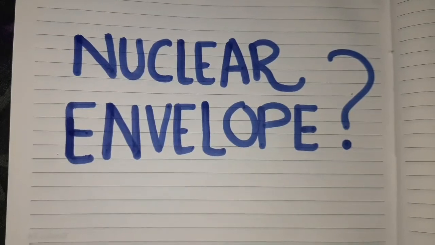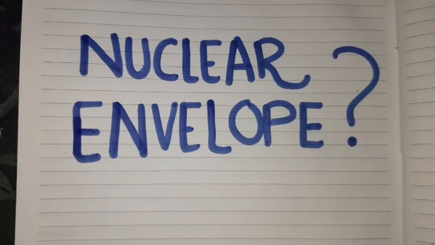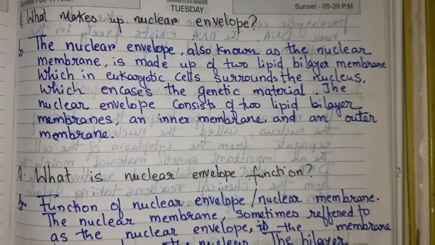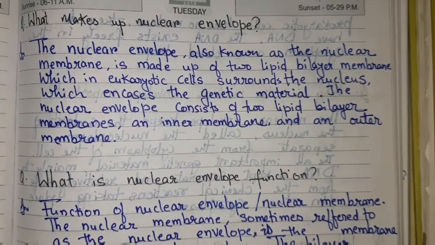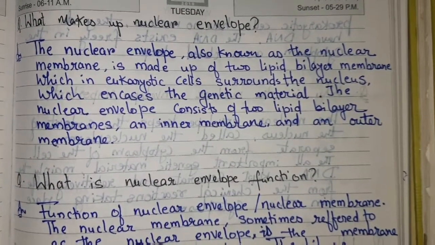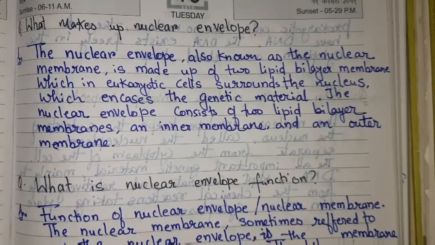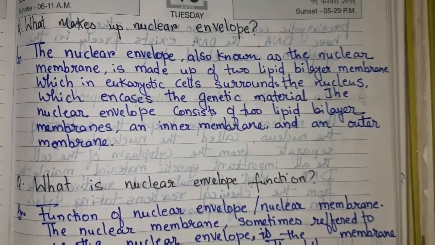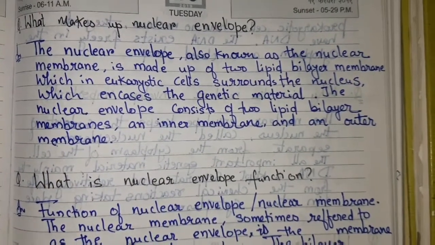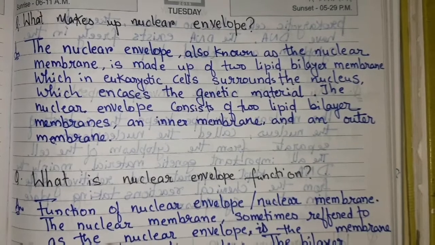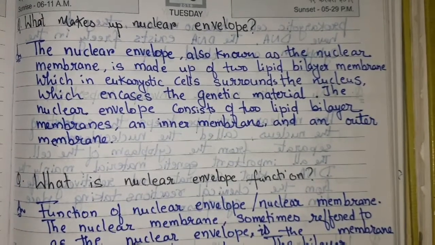In this video, we are going to discuss certain questions and answers of the nuclear envelope. The first question says, what makes up the nuclear envelope? The nuclear envelope, also known as the nuclear membrane, is made up of two lipid bilayer membranes which, in a eukaryotic cell, surround the nucleus, which encases the genetic material. The nuclear envelope consists of two lipid bilayer membranes, an inner membrane and an outer membrane.